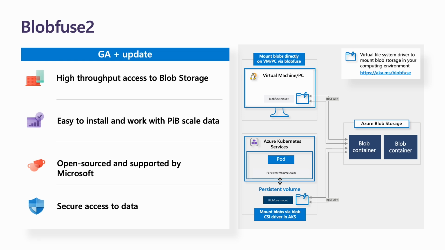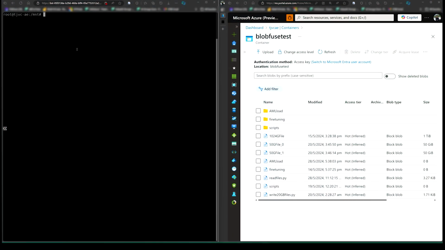Okay, before we talk more about Blobfuse 2, let's quickly dive into the demo. I have two screens here. On the left, I have a D96 VM that I'm logged on to. On the right, I have a storage account with a container called Blobfuse test. As you can see, it has a 1 terabyte file, a couple of 50 GB files, and then a few folders and scripts inside them. What I'm going to do is try and mount this container onto my VM and see what Blobfuse can do and how it does it.